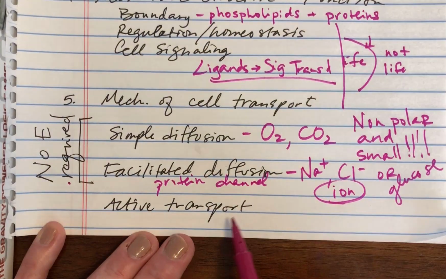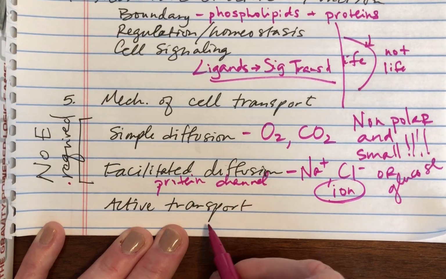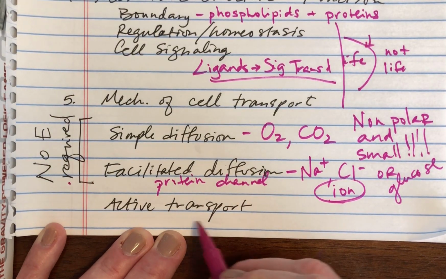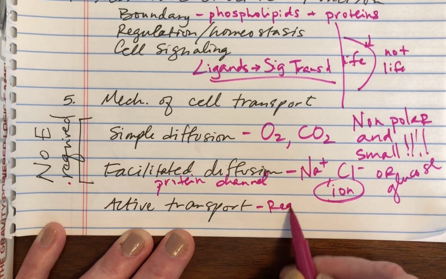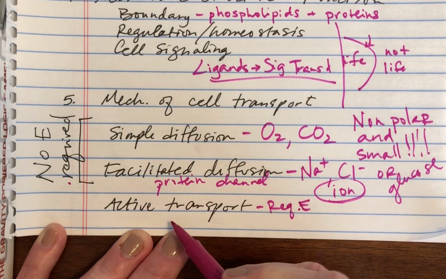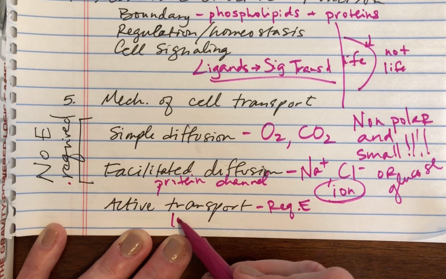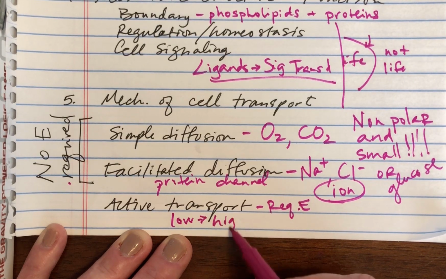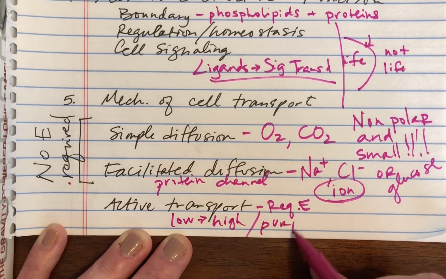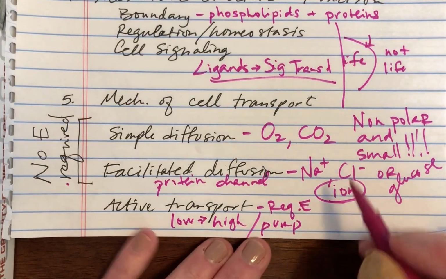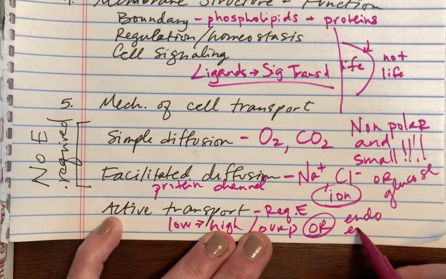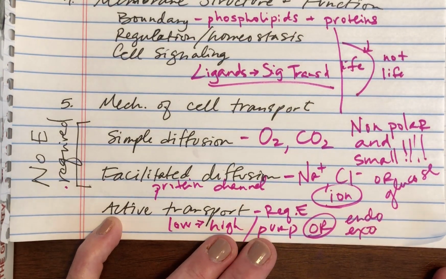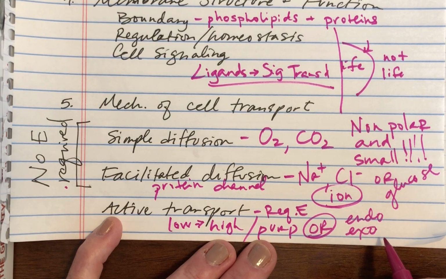All right, finally, we got active transport. Active transport always requires energy. Now, it's either going to be from low to high, like we're pumping it in. Got 5 dogs, remember that? Or it's going to be endo or exocytosis. Okay, movement of large amounts of material by fusing vesicles with the membrane, stuff like that.